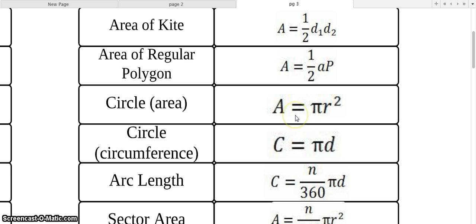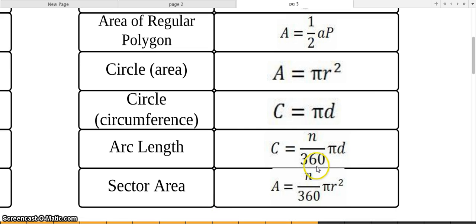Circle, area is equal to pi r squared. Gosh, we've got to have that one memorized. Circumference is pi times the diameter, or you can take 2 pi r. If your teacher taught you that in geometry, that's fine. I don't care if you use the diameter or the radius, but it's basically the same thing. Arc length is how long the arc is on a circle, just part of a circle. So of course you're going to take the fraction of the circle times the circumference. So it's n over 360 times pi times the diameter, which of course is the circumference.